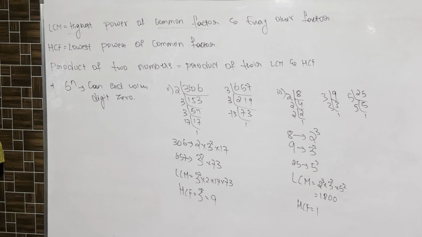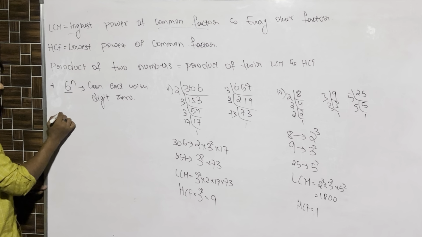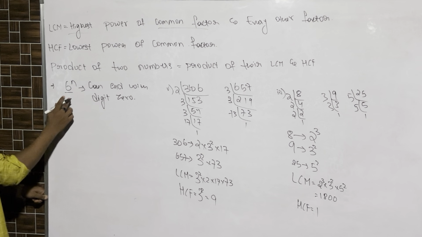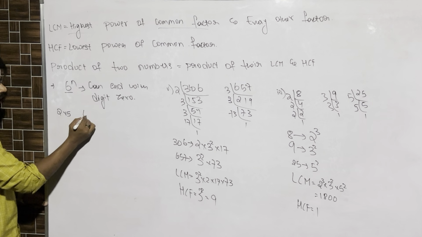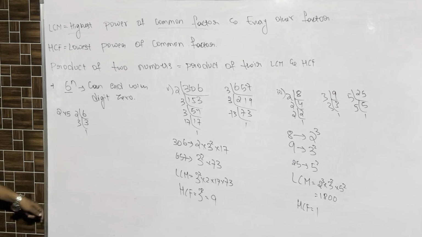So understand here. Can it end with digit 0? Only those numbers whose prime factors are in the form of 2 and 5 can have digit 0 at the end. Prime factors of 6: 6 goes in 2 times 3, so the prime factors of 6 are 2 and 3. So can we have 0 in the unit digit?